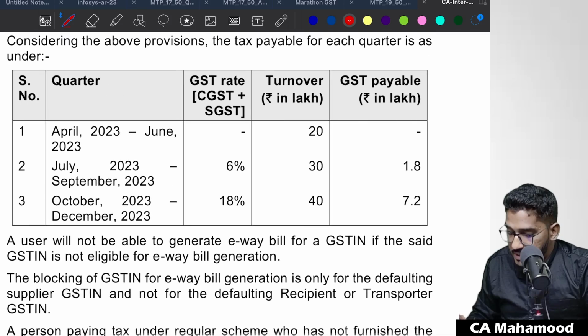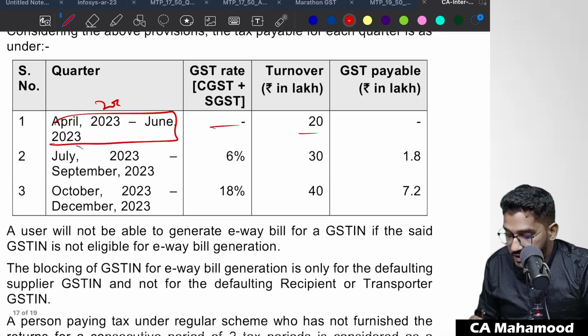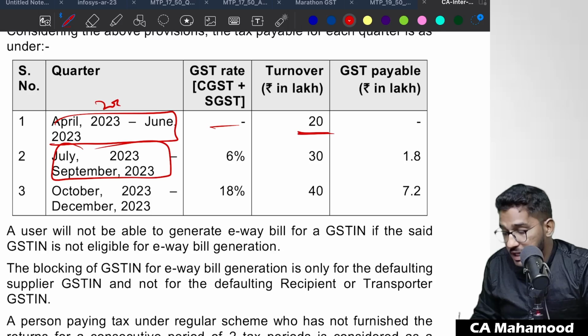So as you could see here, April 23 to June 23, in the first quarter, the turnover is 20 lakh rupees. So no GST is required to be paid. Next one, in July to September, he's liable for registration. Over and above that 20 lakh rupees, whatever he has made, on that he has to pay GST at the rate of 6%. So in quarter 2, up to 50 lakhs only, whatever 30 lakh rupees of turnover he has made, on that he can pay 6%, 1.8 lakhs he can pay.